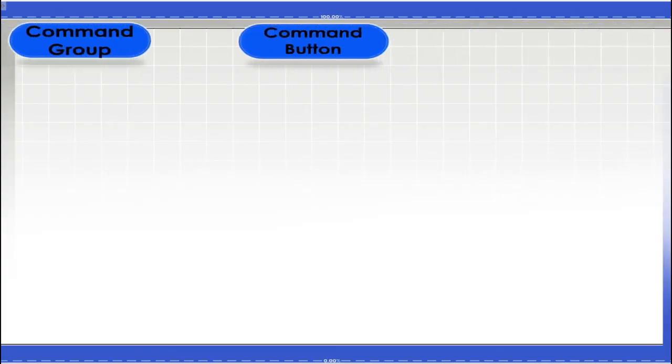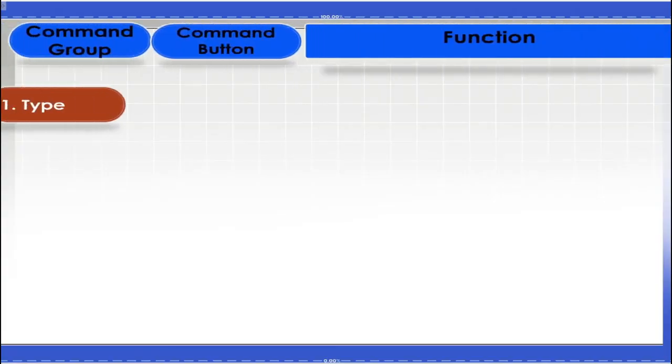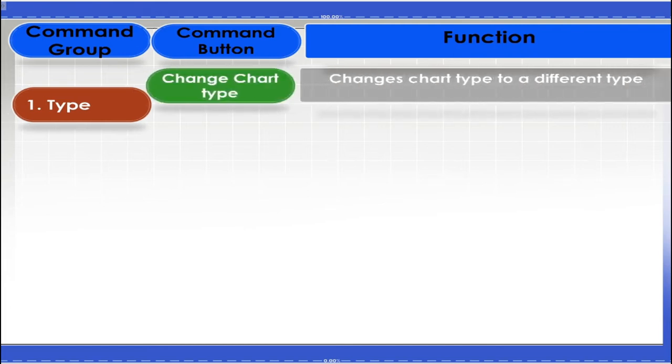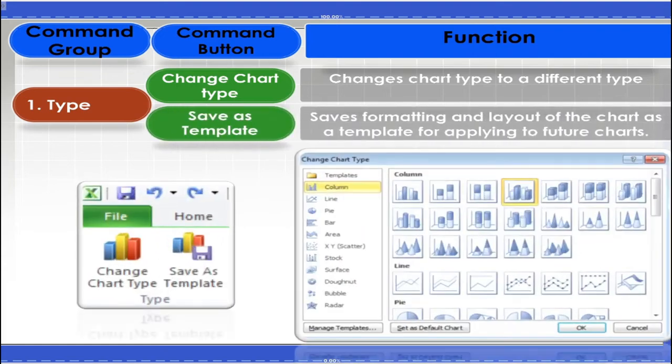Customizing chart using Design tab. Type command group. Change chart type: changes the chart to a different type. Save as template: saves the formatting and layout of the chart as a template for applying to future charts. Data command group. Switch row or column.